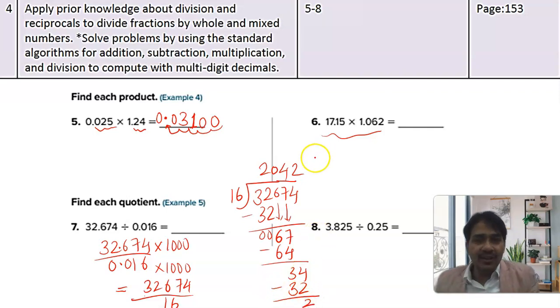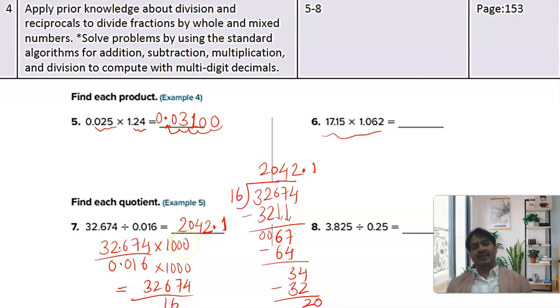Now if you want to move further, you have to put a point here, and you can get a 0 here. So 16 times 1 is another 16. So the answer, I think this is enough. 2042.1. 2042.1 is the final answer.